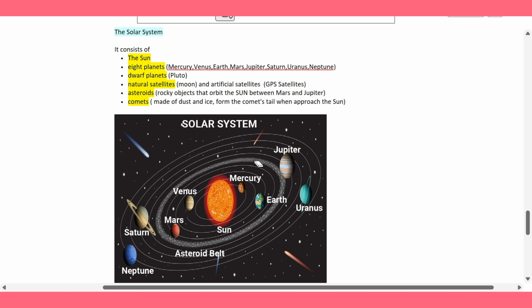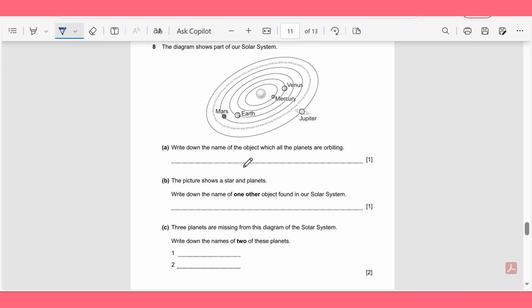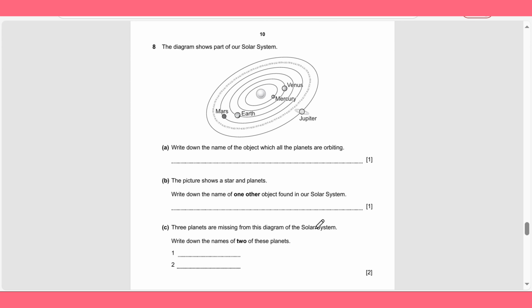Asteroids are rocky objects that orbit the sun between Mars and Jupiter. Okay, Mars is here, and this is the asteroid belt, and this is Jupiter. This is the asteroid. A comet is something like this here. Okay, let's move on. Okay guys, now we are in 8c. 3 planets are missing from the diagram of our solar system. Write down the names of 2 of these planets.